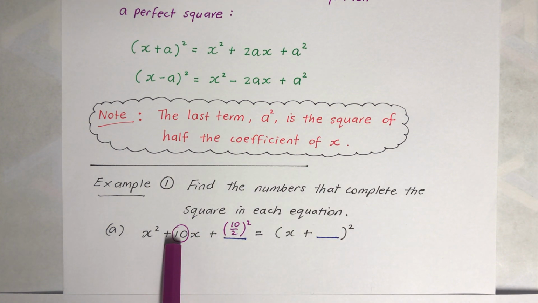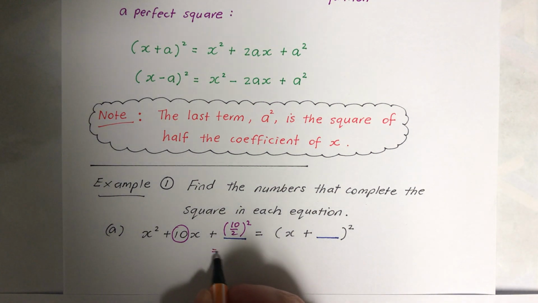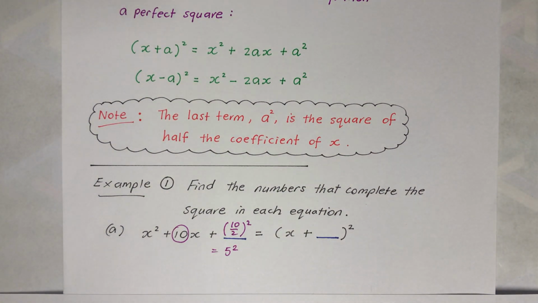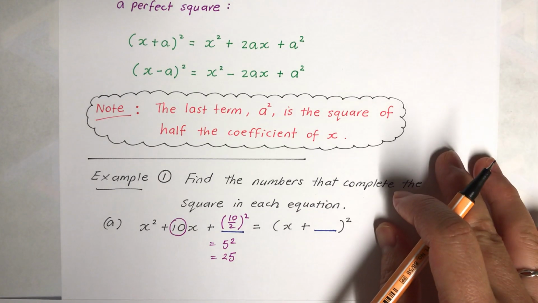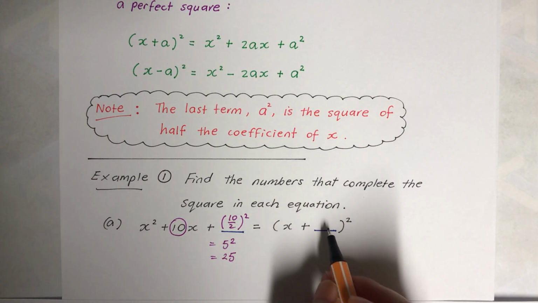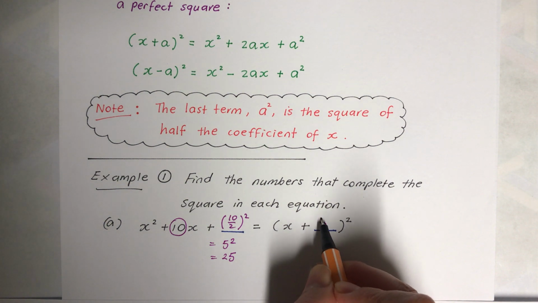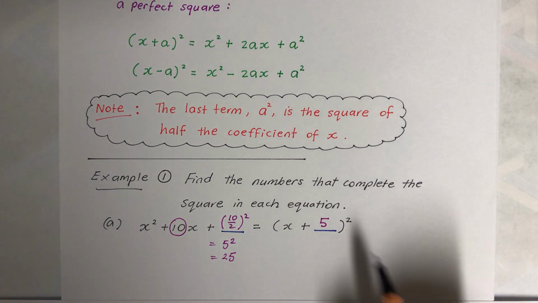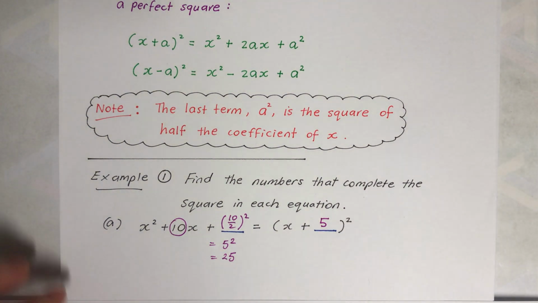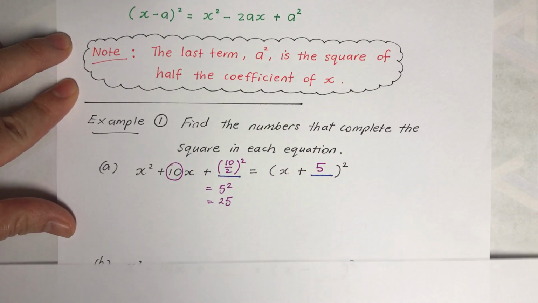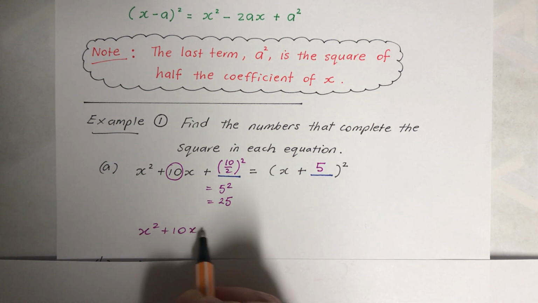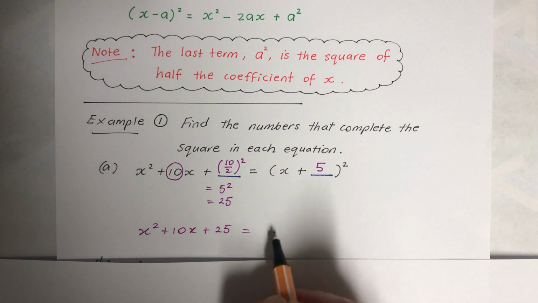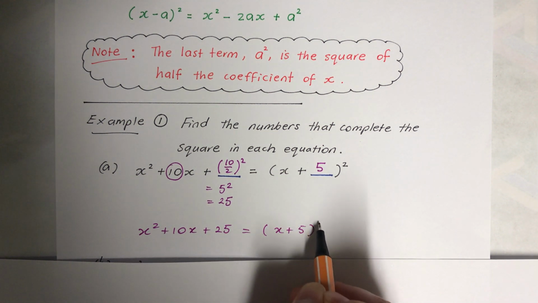Half of the coefficient of x is 10 divided by 2, which is 5. So I'm going to write 5 squared, which is 25. Okay, so the number that goes in here is 25, but what goes in here is 5, because it hasn't really been squared yet. Okay, so the answer to that, I'm going to just rewrite this, plus 25, equals x plus 5 squared.